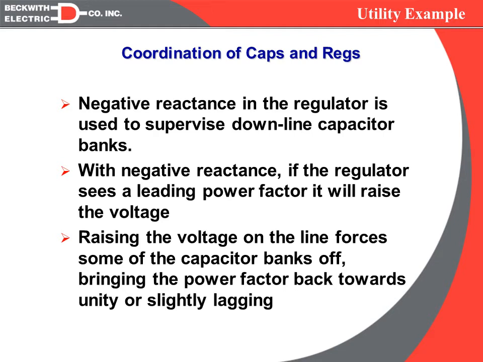So if we have too many banks on to correct the voltage and it throws us into a power factor that's leading by more than 0.98, at that time and only at that time do we want the regulator or the LTC to affect the voltage, and we would want them to raise the voltage to induce one or more cap banks to go off. And we were going to use negative X to do that.